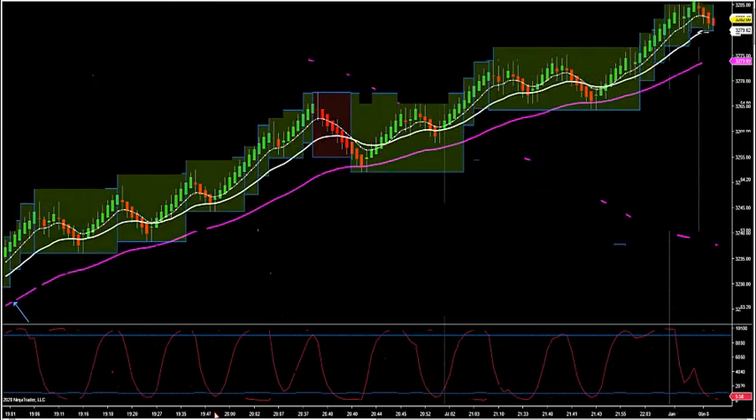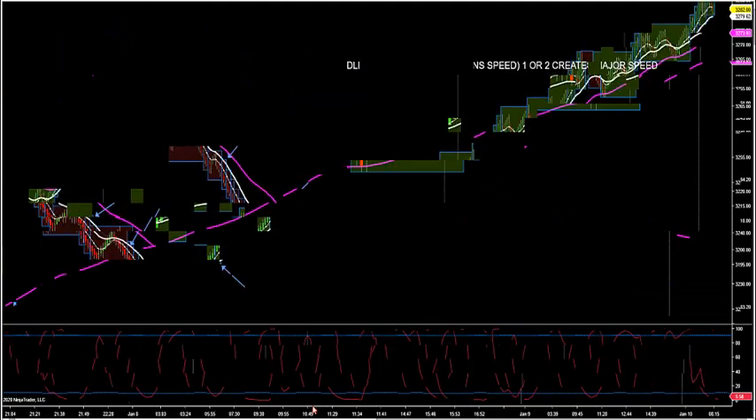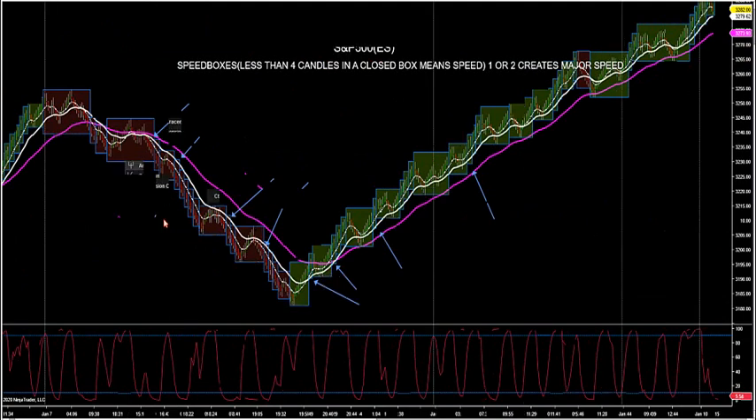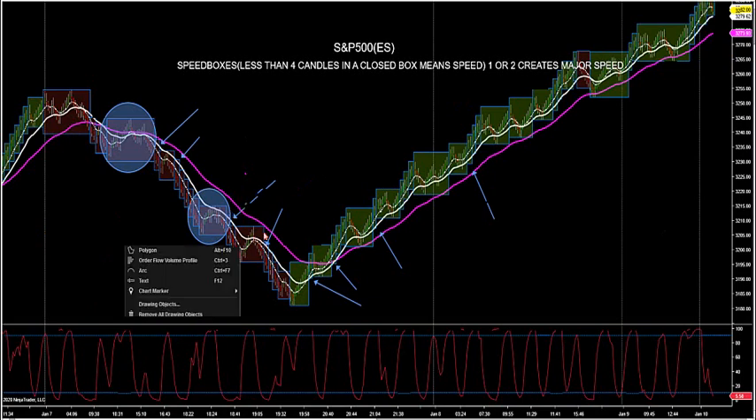So if I'm a trader in the S&P 500, let's look at a big up and big down day. You can see the trend box been up, but you can see the big consolidation on the S&P, big consolidation bar, and look, it goes right into a speed bar. Big consolidation, right into a speed bar. Big consolidation, more than four candles print inside of it, right into the speed bar.